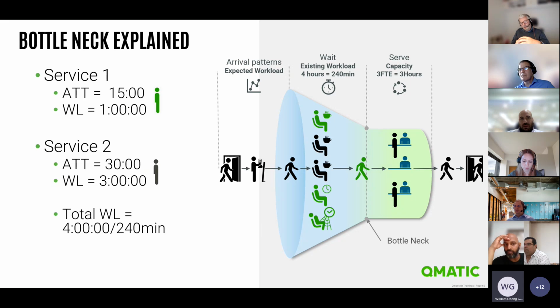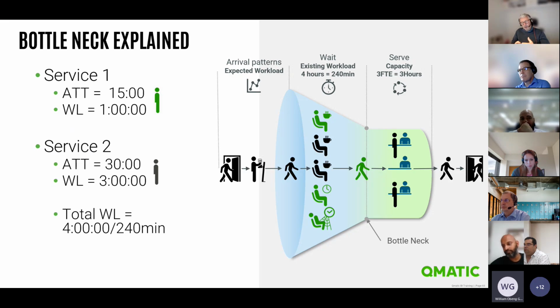Then I also know that at this stage, when I look in my waiting area, there is 240 minutes of work to do, which means 4 hours of work. But at the same time, I have a serve capacity of 3 FTEs because I have 3 counters open, which means I can only serve for 3 hours per hour. You still with me? That means a bunch of these customers are going to wait for sure, because there's more coming in or already sitting there than I can get out. And that's the basics of a bottleneck, as you call it.